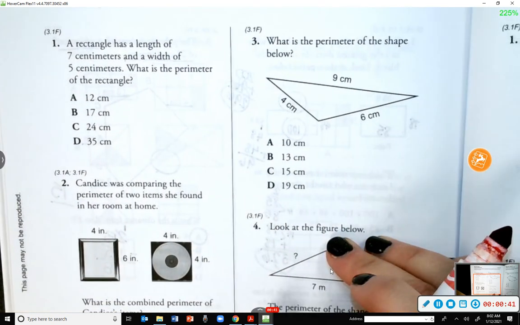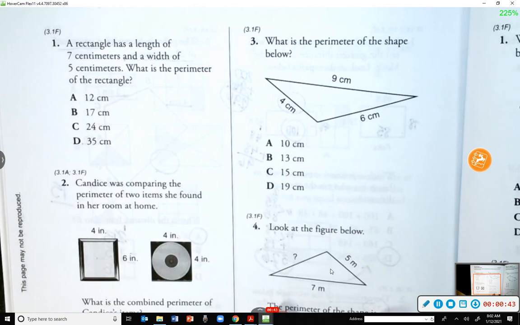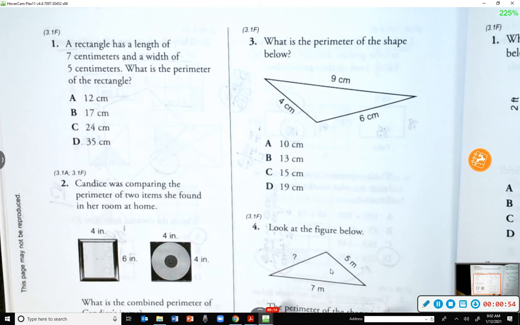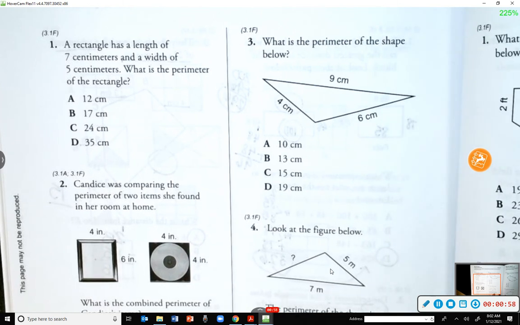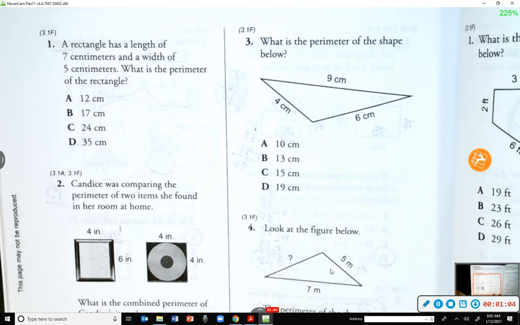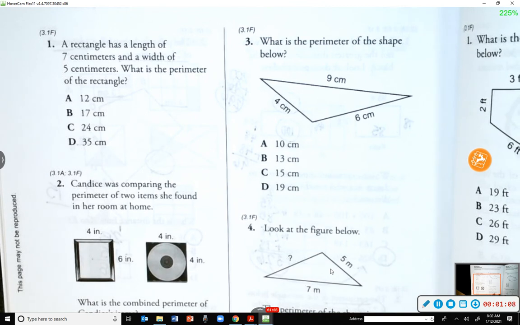Does anybody else have a different answer? Allie, what'd you get? 7 times 7. Okay. Kaylee, what did you get? I wanted to add them up. You added all of them up, and what'd you get? Oh, okay, so you think you need to add them all up, and Aaliyah, what'd you get? 24? Okay, so we've got some different answers here.